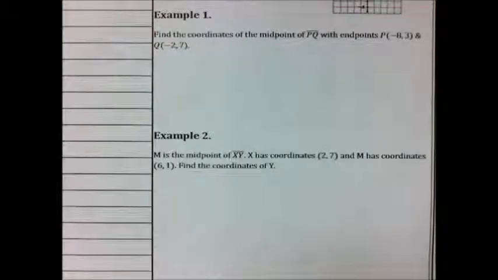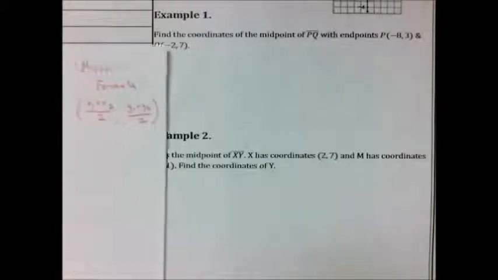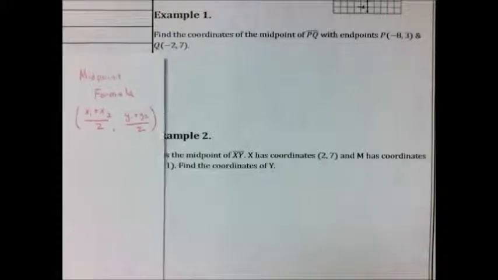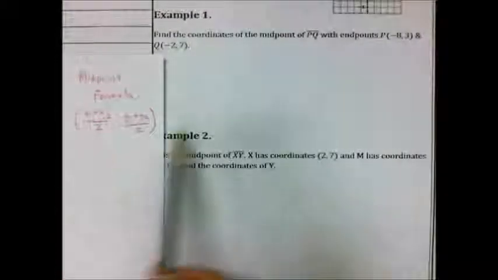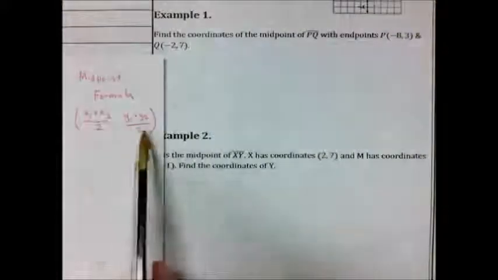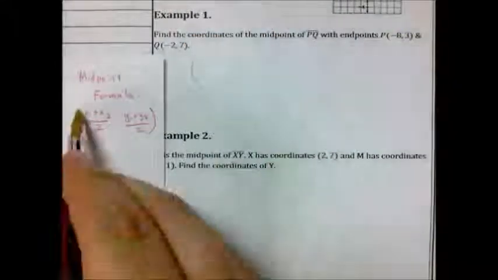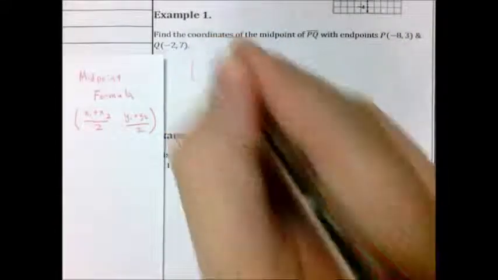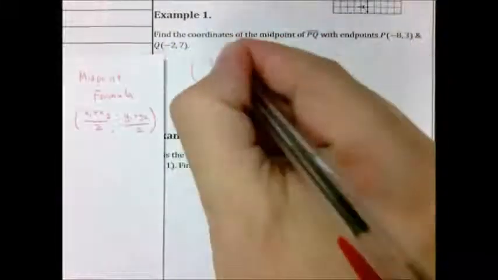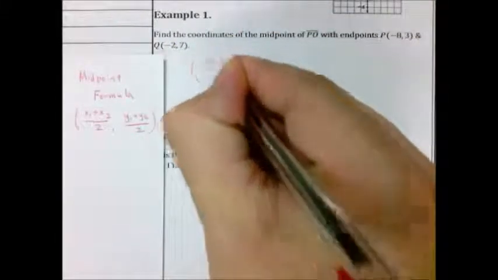Example 1 says to find the coordinates of the midpoint of line PQ with endpoints P at -8, 3, and Q at -2, 7. Here's the midpoint formula. We can just plug in the values of the x's and the values of the y's and then solve. My x1 I'm going to take as -8. I'm going to add that to the x2, which is -2. We're going to divide that by 2.